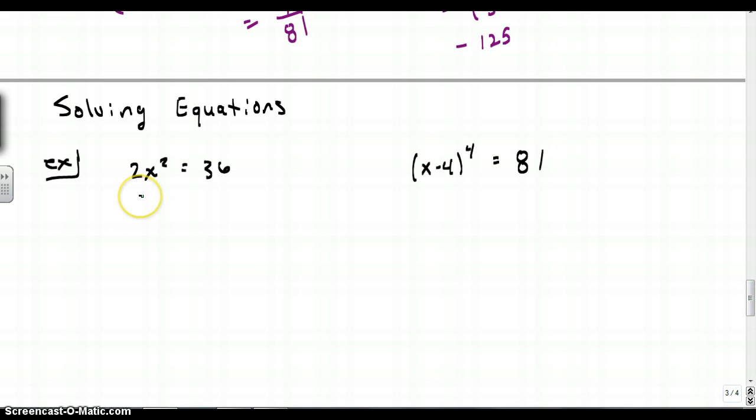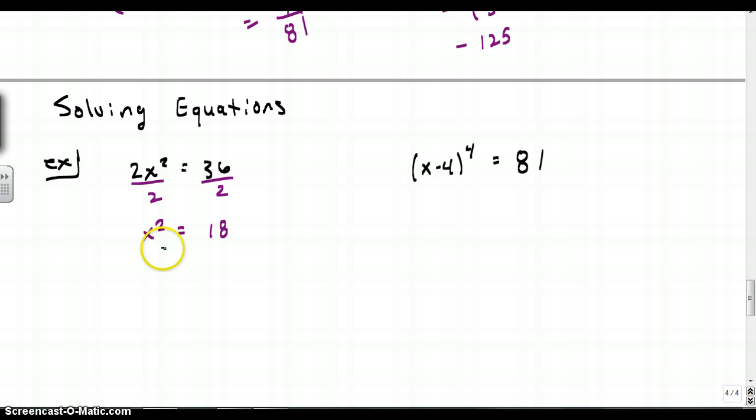We're going to solve these just like we would solve normal linear equations or quadratic equations, following the order of operations. So the first thing I'm going to do here is get this x squared by itself. I'm going to divide both sides by 2. So I would get x squared equals 18.